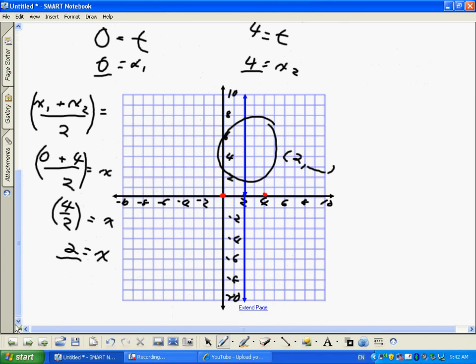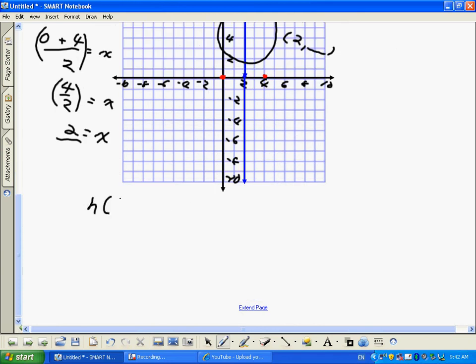Okay? I can plug in this value. So h at t is equal to negative 5t squared plus 20t. Okay? We know that the vertex is when t is equal to 2. That was our axis of symmetry. So I'm going to plug that in. I'm going to plug in h at 2 to find the coordinate of the vertex, the y value.